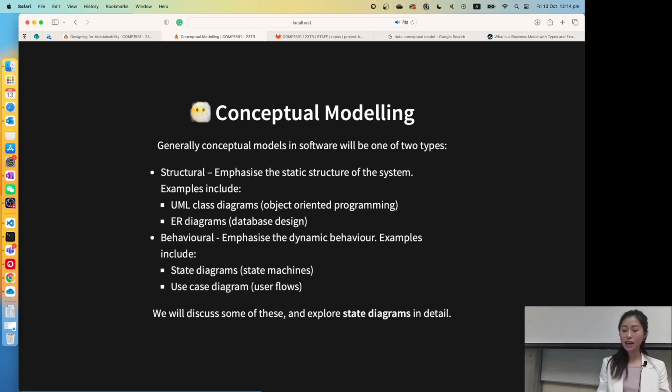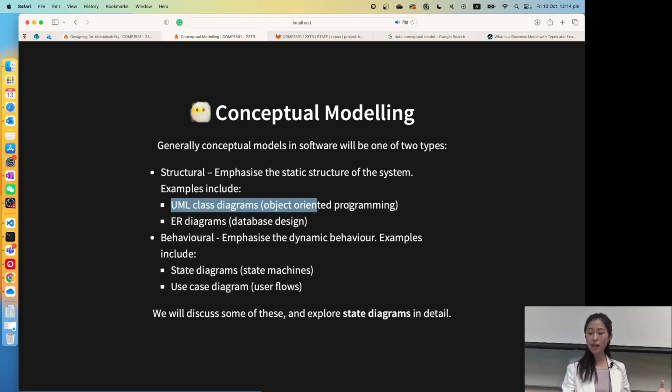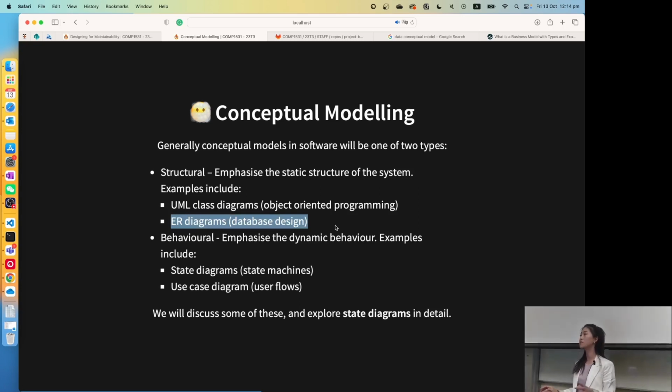And we can conceptualize this structural modeling using a UML class diagram, which is commonly used in object-oriented programming, and also others, like for databases we can have ER diagrams. ER diagrams are covered in a course like 3311, a database course. So you will learn about ER diagrams.